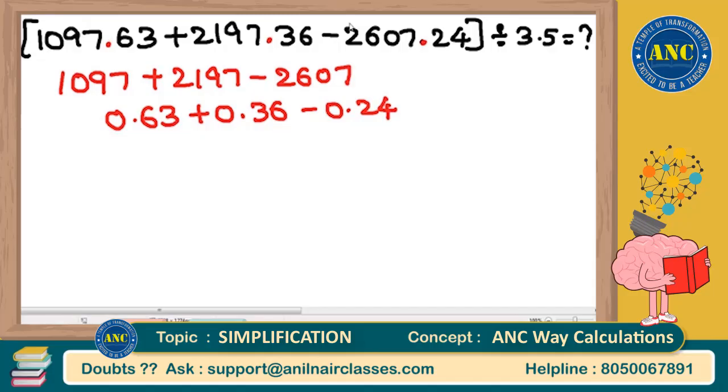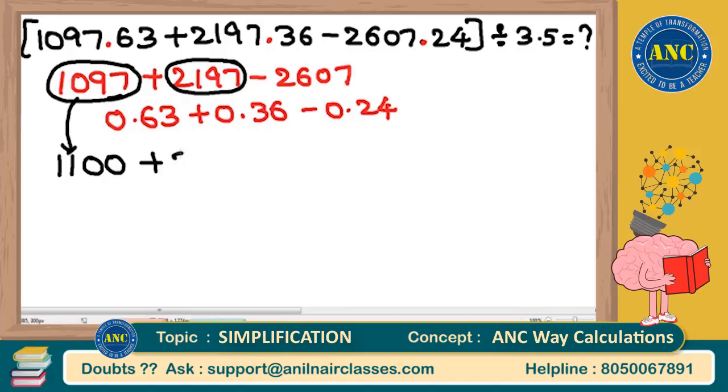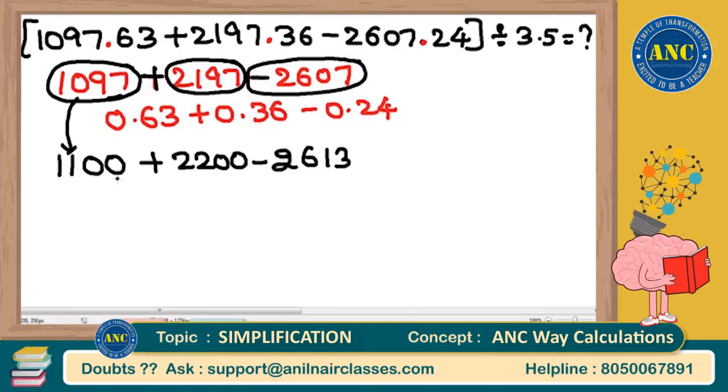0.24, in fact. Now see here, what I will do is, 1097 is not a good number to look at. I will make it a good number, 1100. That means I added 3 here. I will make this also a beautiful number, 2200. I added 3 again. Totally I added 6. That means totally I should subtract 6. Minus 2607 minus 6, minus 2613.